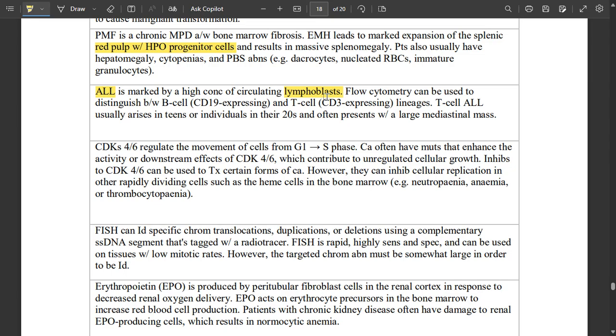So T-ALL arises in teens or individuals in their 20s. So T is for teens, T for 20s. T cell ALL occurs usually in teens or individuals in their 20s.